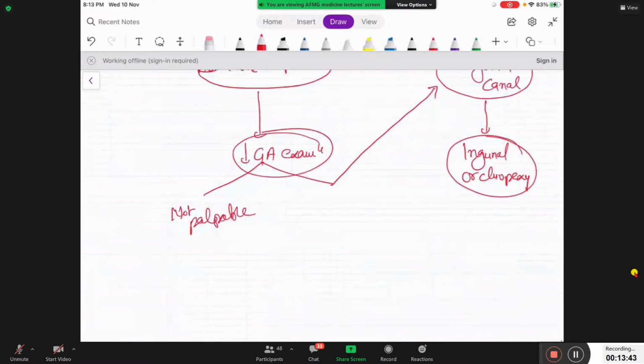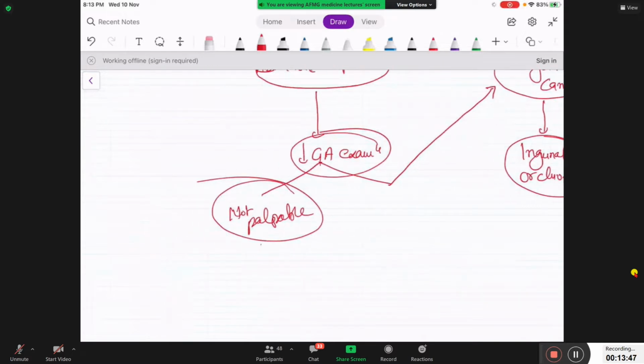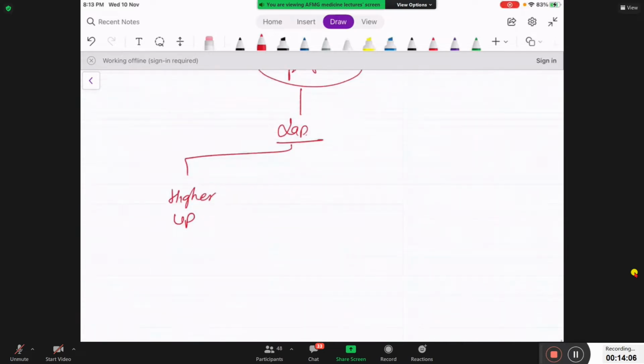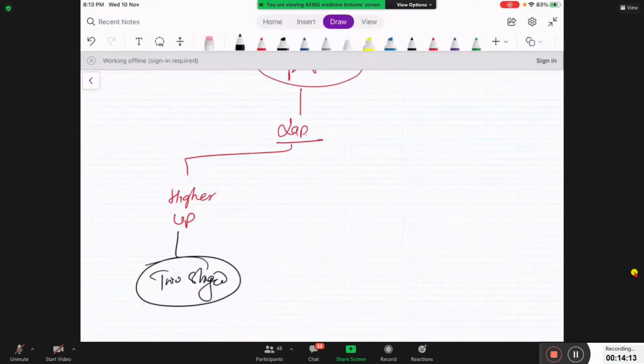Right? But if the testis is still not palpable, we will do a laparoscopy. In laparoscopy, we will try to search for this testis. Now, if the testis is higher up, not in the inguinal canal, in this patient we will do a two-stage orchiopexy. We will not do an inguinal orchiopexy. It will be a two-stage orchiopexy.